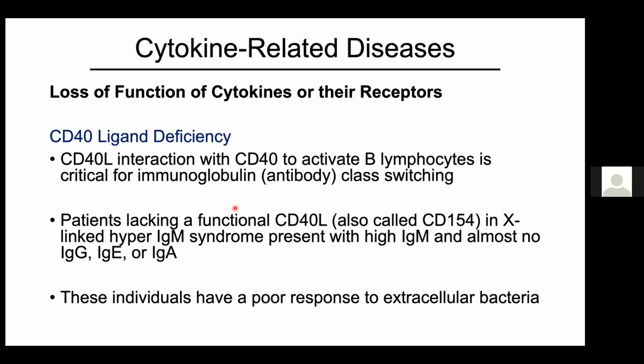So if there's a mutation in this CD40 ligand or it's missing, then you cannot get class switching of your B cells. So these patients only produce IgM. They tend to have very high concentrations of IgM and very low concentrations, or actually absent IgG, E, or A. So they basically don't have memory B cells being formed, okay?